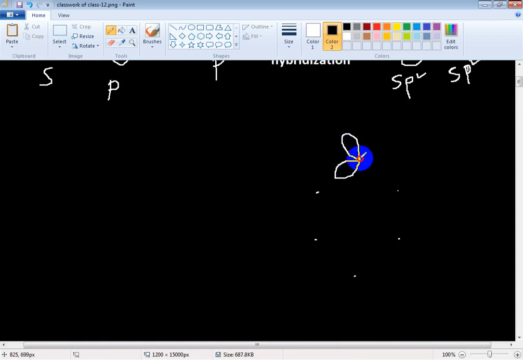One carbon contains sp2. Okay, this carbon contains another sp2.